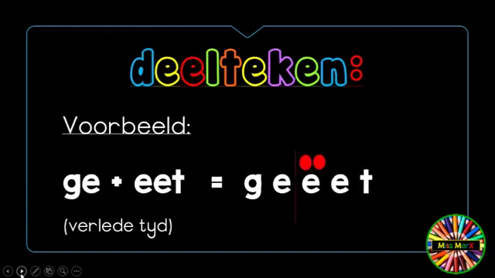We will divide the word geëet into 2 syllables. Ge is our first syllable and eet is our second syllable. And to show where the second syllable eet starts, we put 2 dots on the E. Now we will be able to read the word correctly.